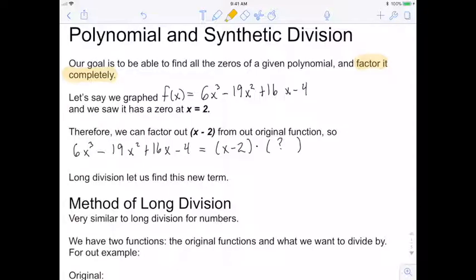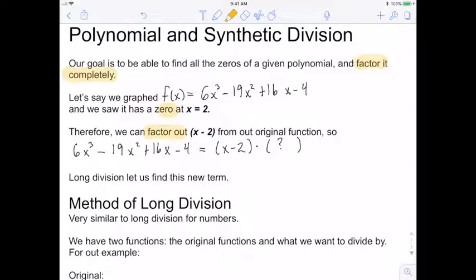So let's say we graphed f of x is equal to 6x cubed minus 19x squared plus 16x minus 4, and then we just looked at the graph and saw it has a 0 at x equals 2. From the last section, we saw that if it has a 0 at x equals 2, this means exactly that we can factor out the term x minus 2 from our original function and have a nice polynomial on the side.